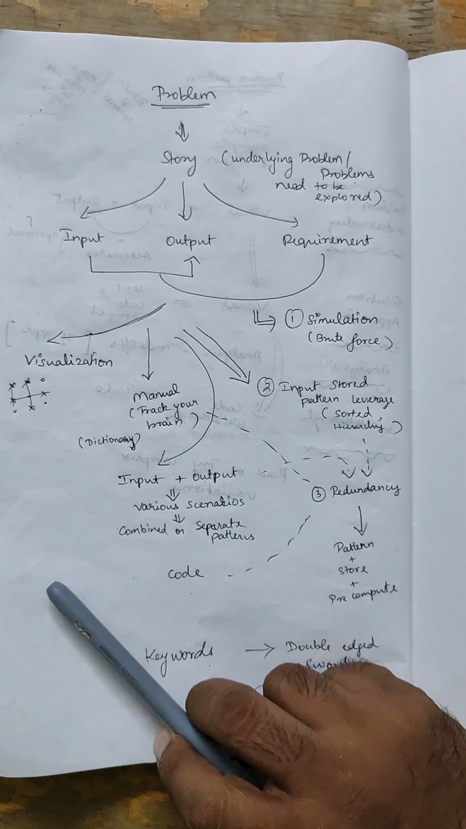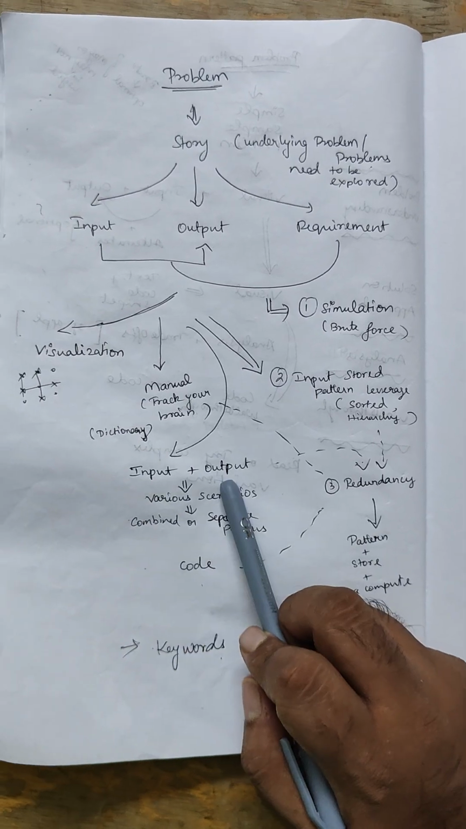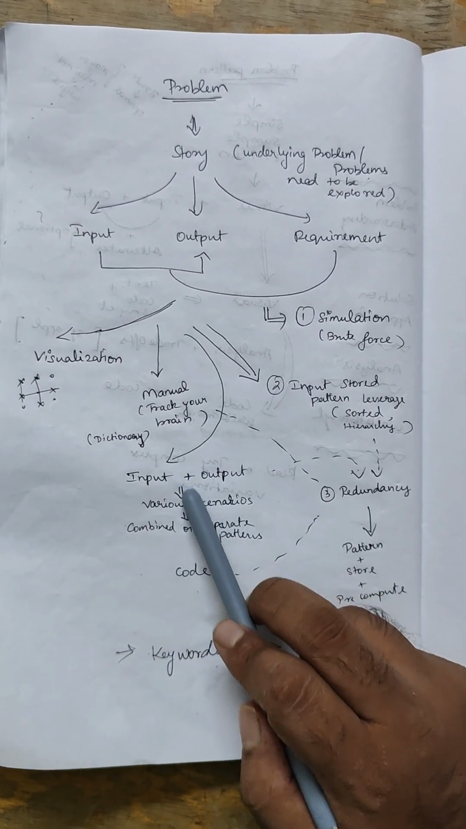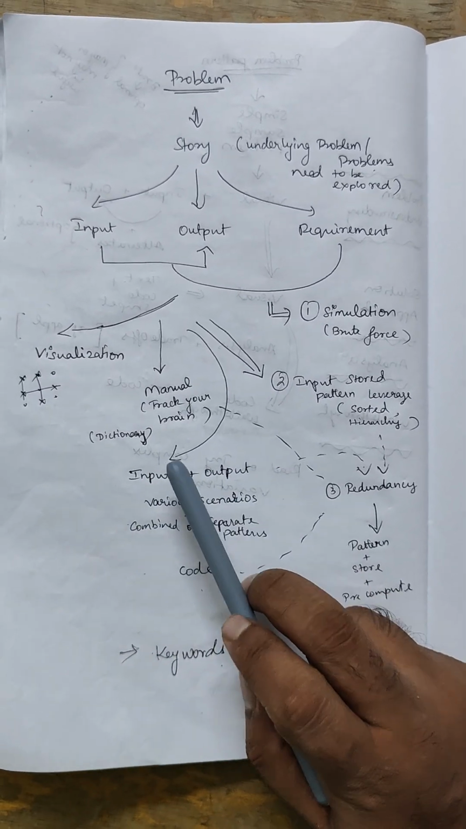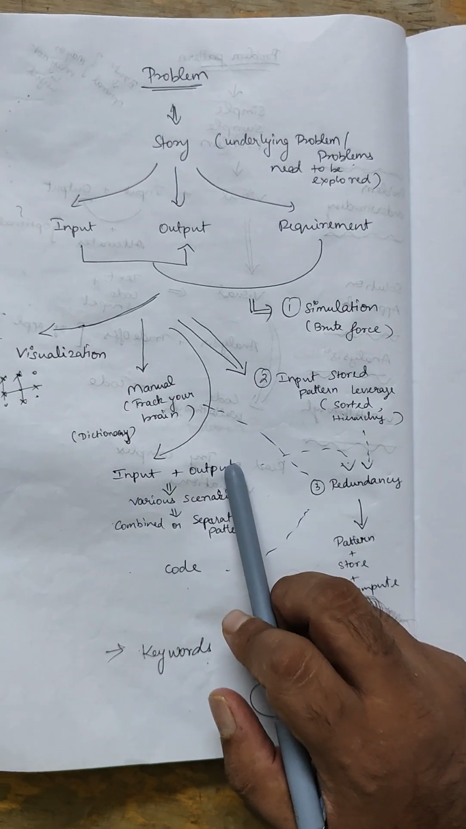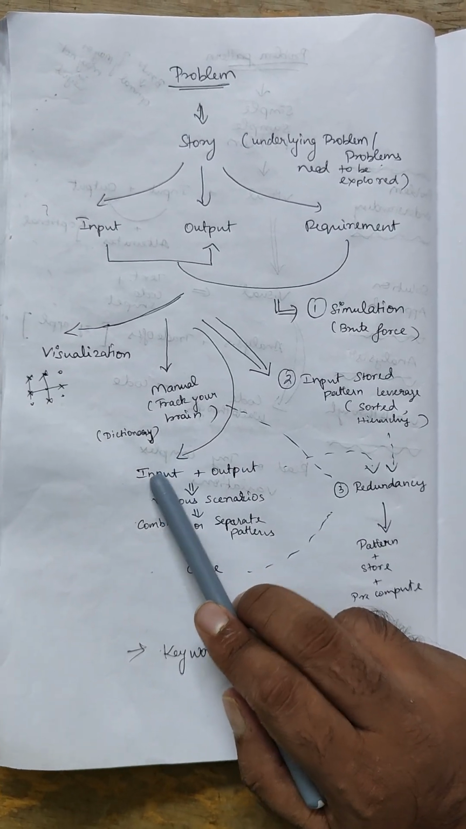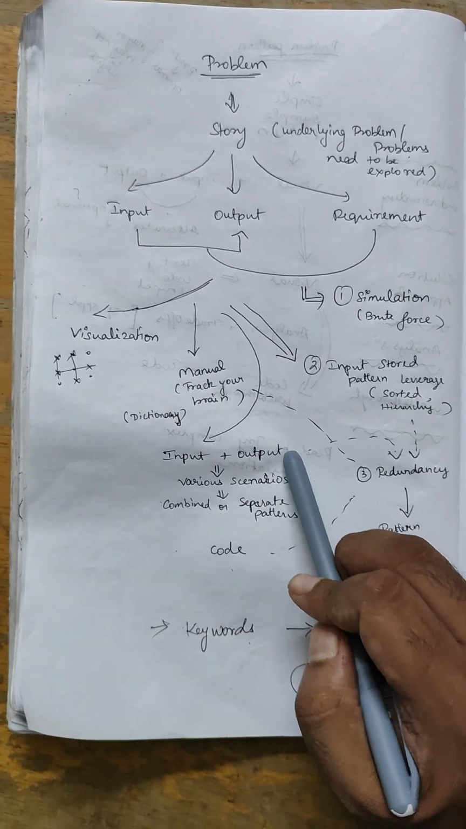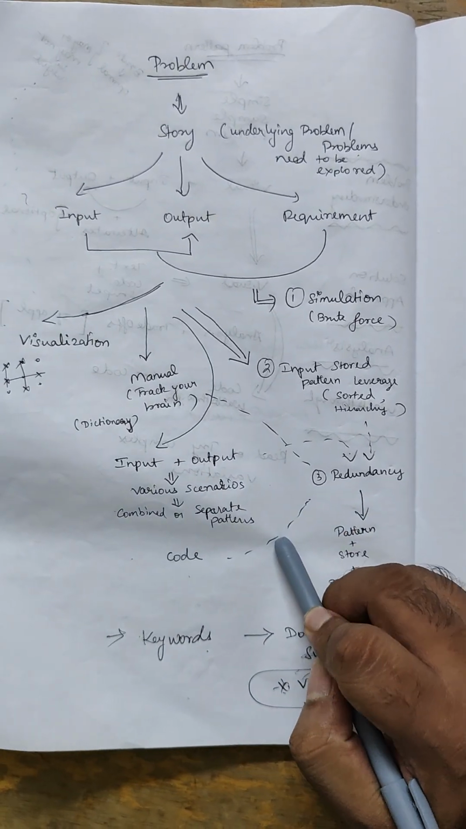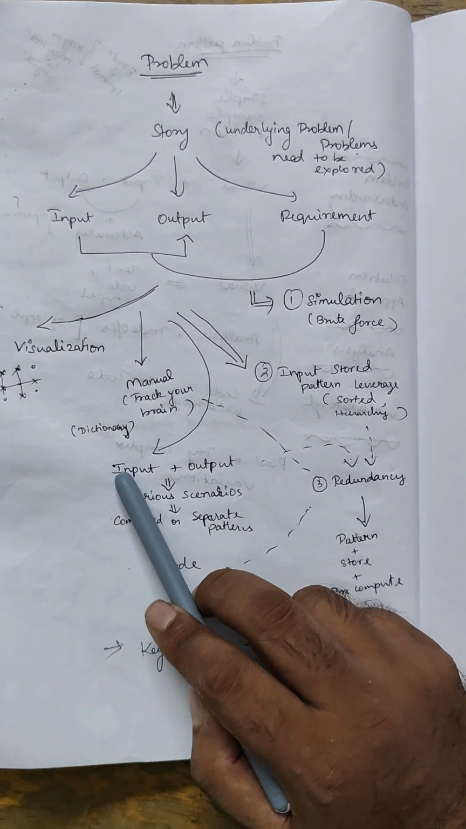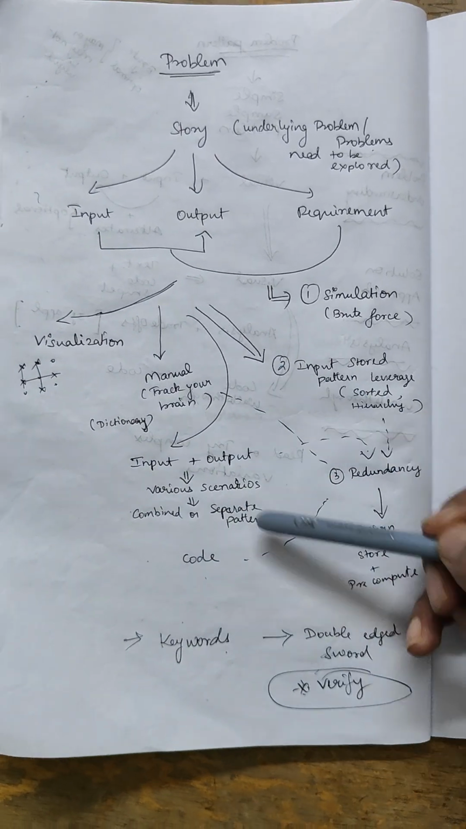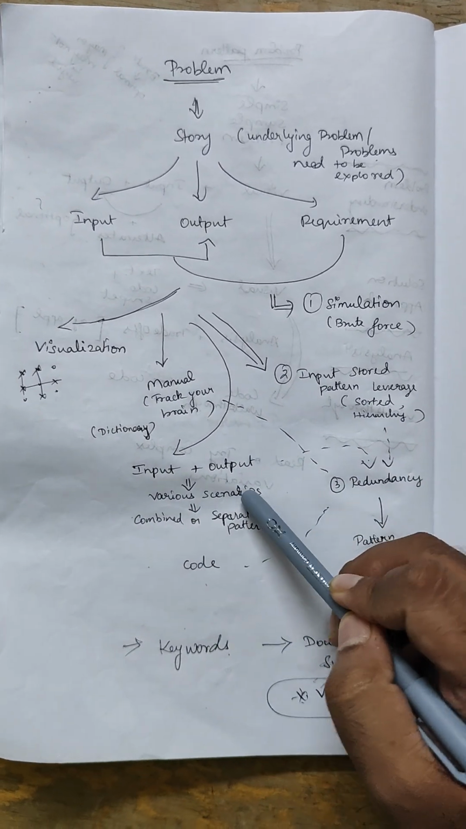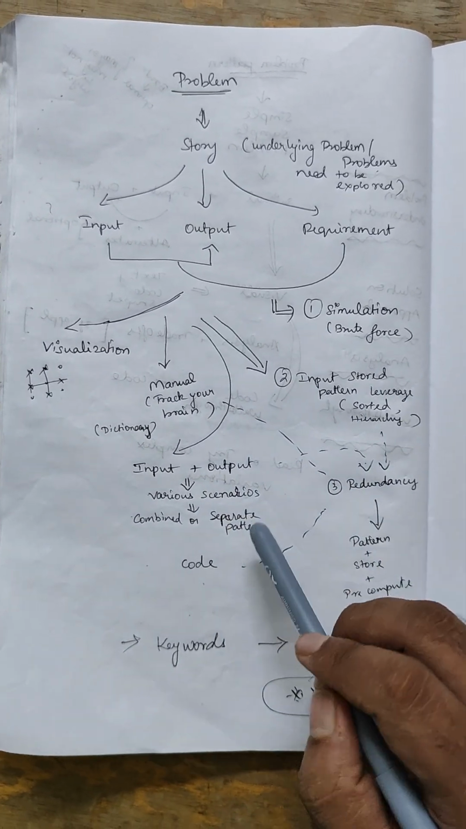And the third thing that you could do is input and output analysis. So you have to generate various scenarios of input, different scenarios of output. Sometimes when you just track different inputs separately, you might get a pattern. Sometimes when you just track certain outputs alone, you might get a pattern. Sometimes when you see input and output combinations for various scenarios, you might see some patterns. So that might give you a clue.